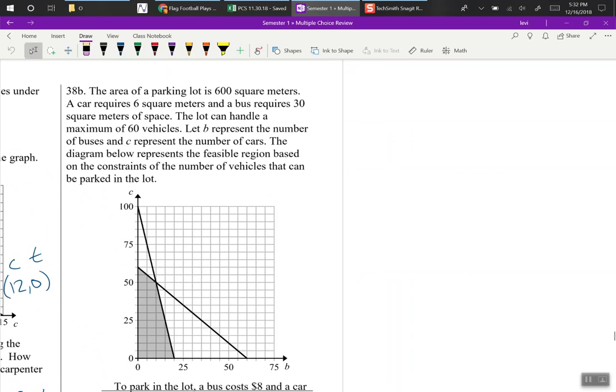38B, the area of a parking lot is 600 square meters. A car requires 6 square meters and a bus requires 30 square meters of space. The lot can handle a maximum of 60 vehicles. Let B represent the number of buses and C represent the number of cars. The diagram below represents the feasible region.